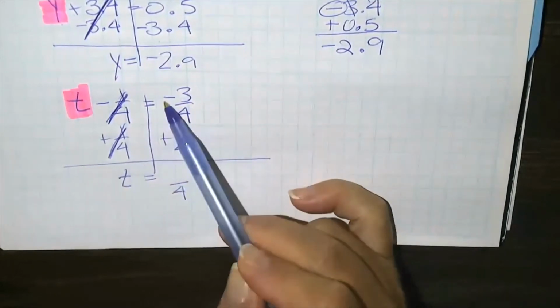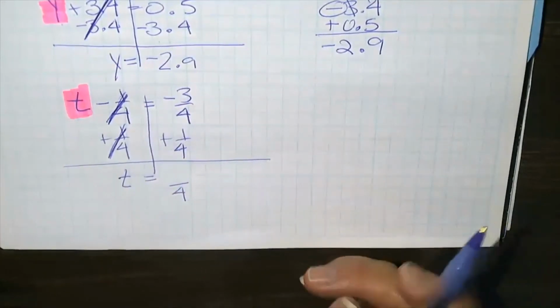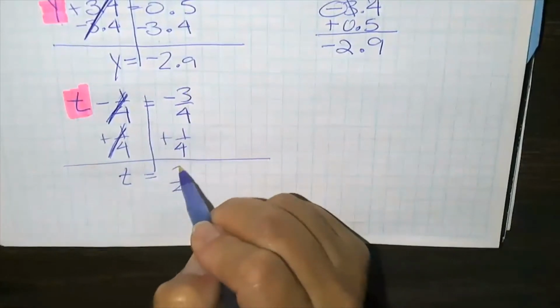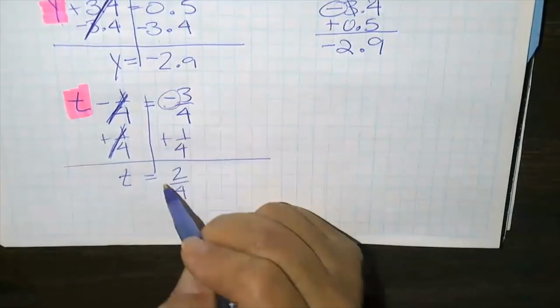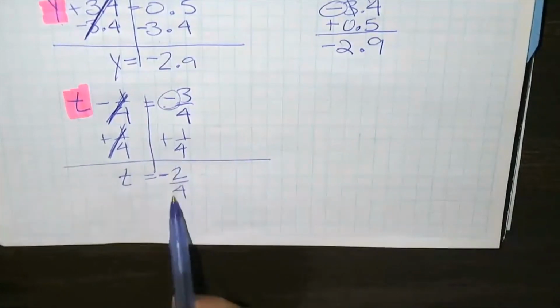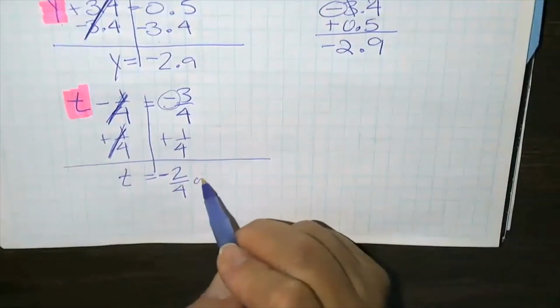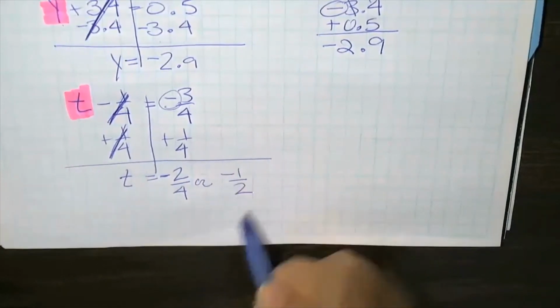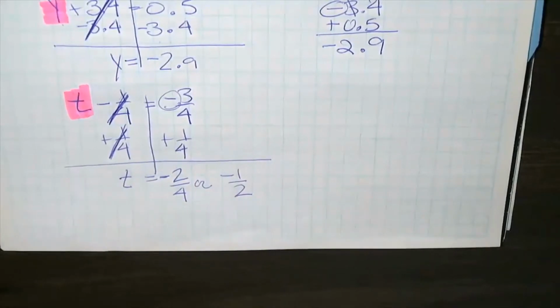So my common denominator comes down. I have a positive and a negative. I'm going to subtract. So 3 minus 1 is 2. Keep the sign of the largest. T is equal to -2/4, or we can reduce it, -1/2.